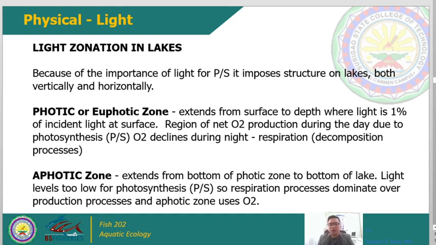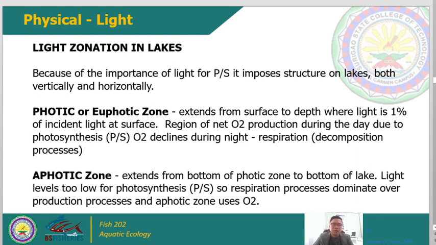Now, the aphotic zone is basically the area which extends from the bottom of the photic zone to the bottom of the lake. So this classification of light has only two classes. The zonation of the lake with respect to temperature has three: the epilimnion, the thermocline, and the profundal. The zonation of the lake with respect to light is composed of only two zones, the photic zone and the aphotic zone.